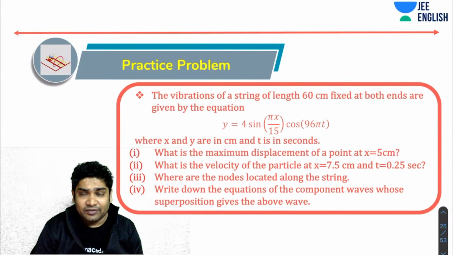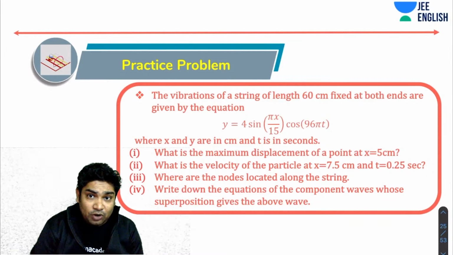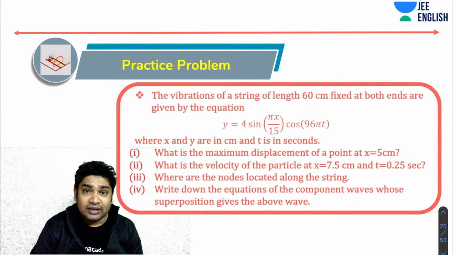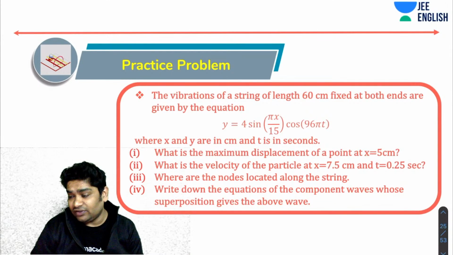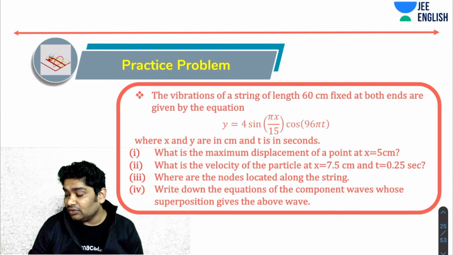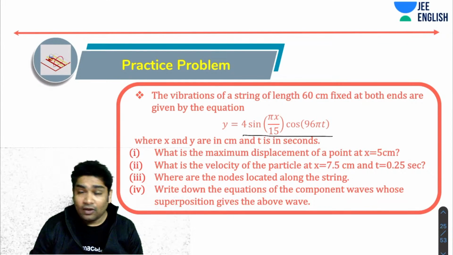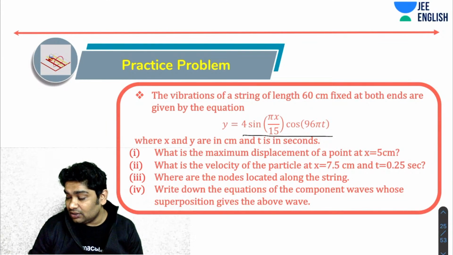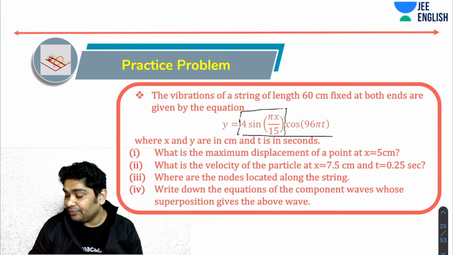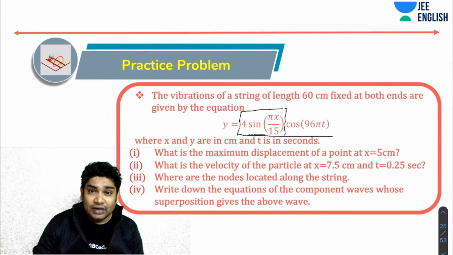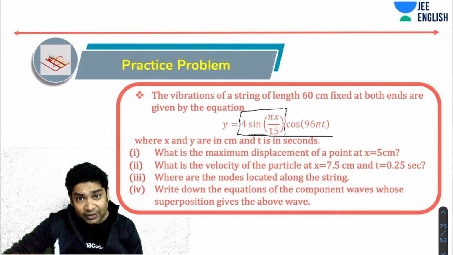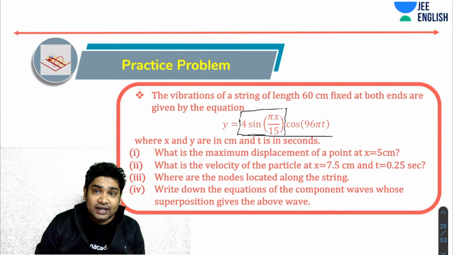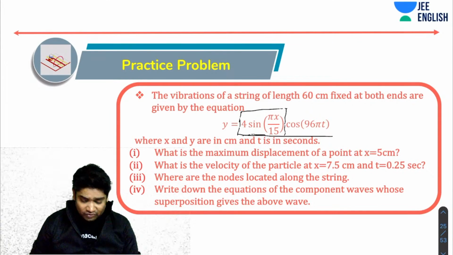So maximum displacement means you're being asked the amplitude of the particle at x equals 5 centimeter. What do you think is the amplitude of the particle at x equals 5 centimeter? Now, please note in this equation, for any particle, this is the equation of SHM, where this term is representing the amplitude of the particle at any x. Correct? If you write the equation of motion of a particle at a particular x, you substitute the value of certain x, then what you have is essentially an equation of SHM, right?